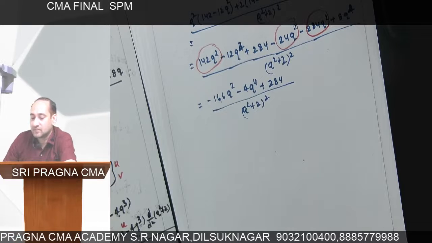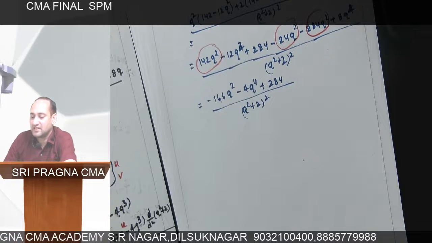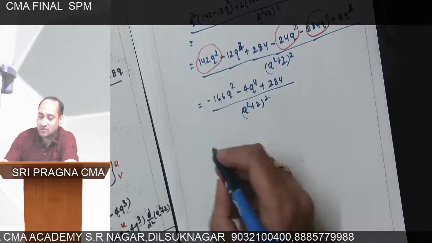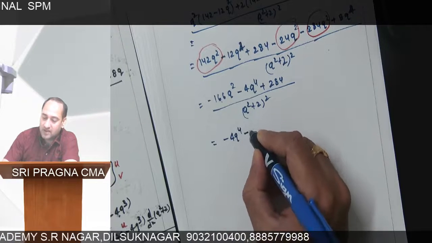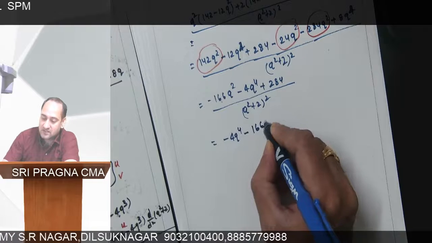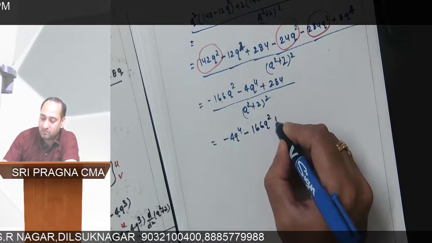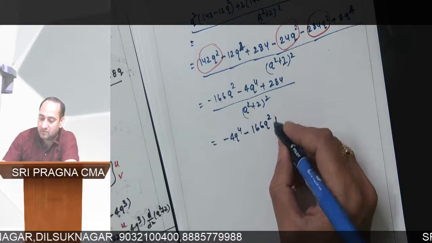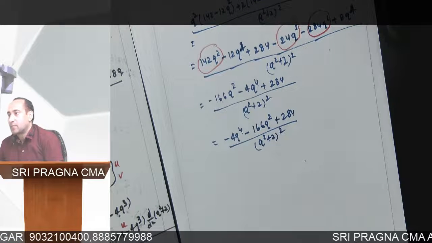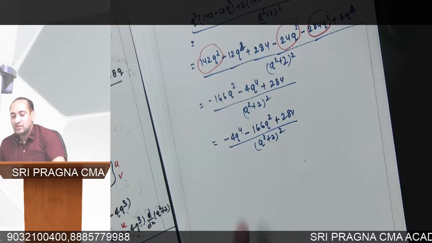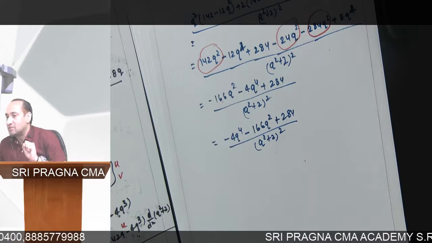Okay, what you can take common if you require, otherwise you are okay with it. Okay, so let me put like this: minus 4 q minus 166 q square, plus 284 divided by q square plus 2 ka whole square. Is it okay? Comfortable? So if you see, this is not matching with the book, right?